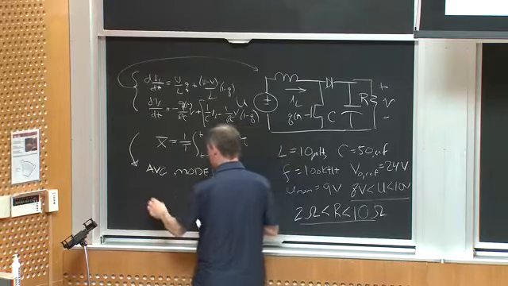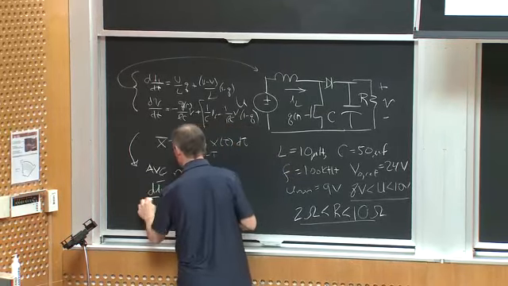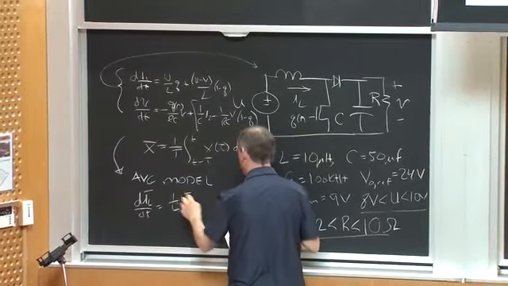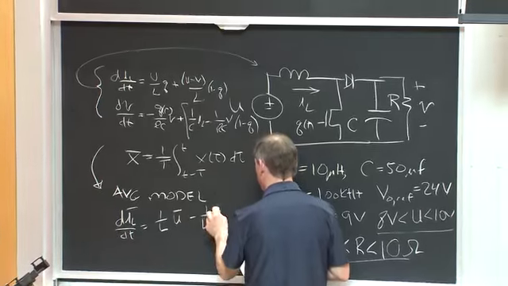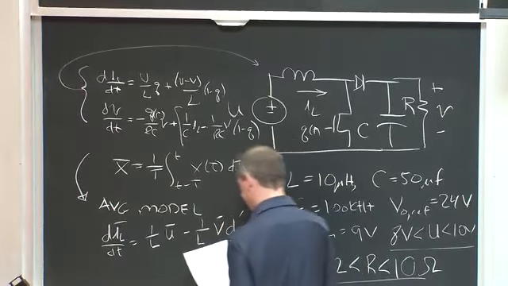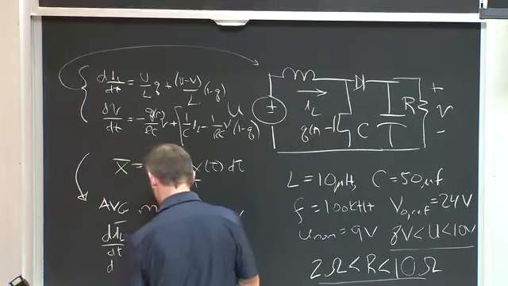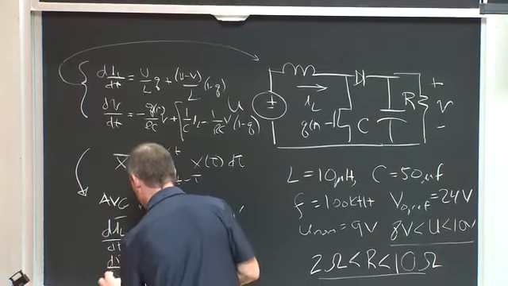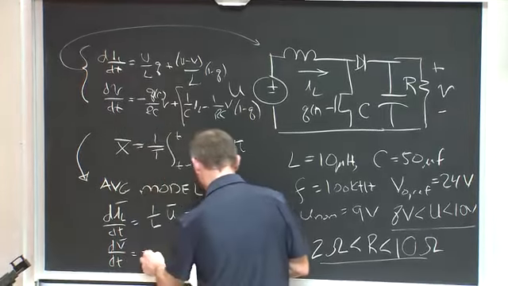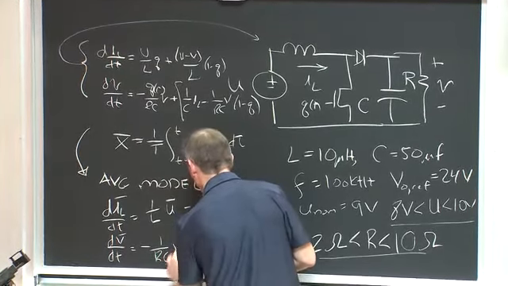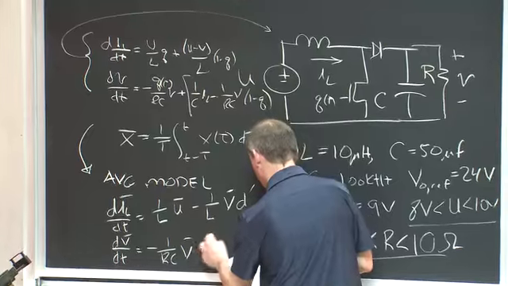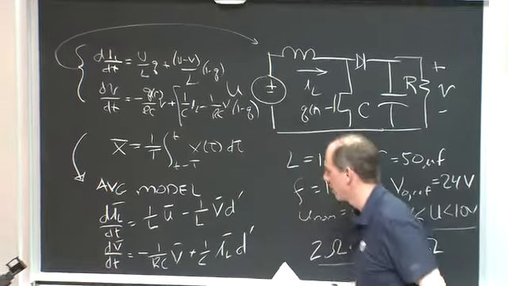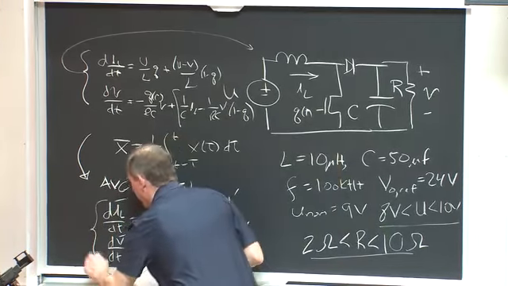Right? And in this case, it was dIL bar dt is equal to 1 over L U bar minus 1 over L V bar d prime. And dV bar dt is equal to minus 1 over RC V bar plus 1 over C IL bar d prime. Okay? And so this is our state space average model.